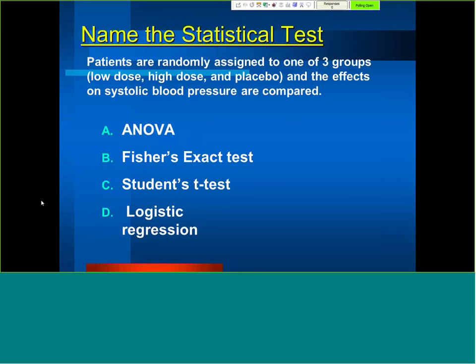What about this? Patients are randomly assigned to one of three groups, low dose, high dose, and placebo, and the effects on systolic blood pressure are compared. Would I use analysis of variance, Fisher's exact test, Student's t-test, or logistic regression? ANOVA, yeah. And the big clue to that is that it's three groups. If it were two groups, we would have used the Student's t-test.